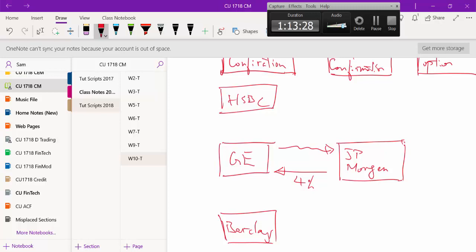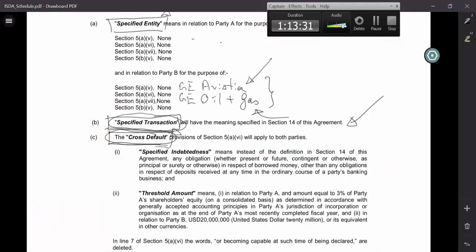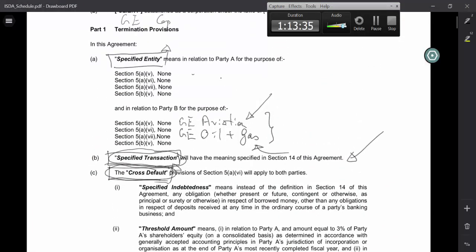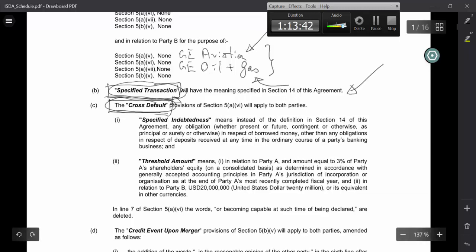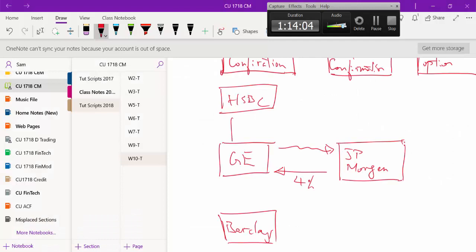Cross default means, all right, so what you do is in the schedule, you would simply put cross default, colon, applicable or not applicable, as the case might be. If you say applicable, that means if ever GE defaults on HSBC, JP Morgan can say, you have defaulted on me. And GE will say, no, I haven't. And JP Morgan will say, yes, you have, because in our agreement, we say that cross default was applicable.